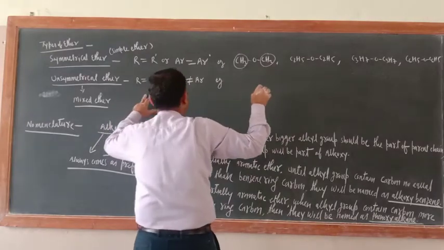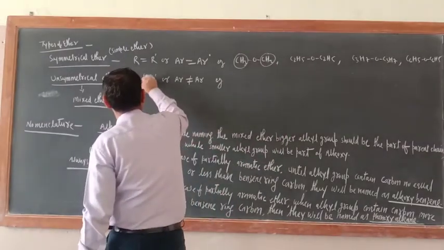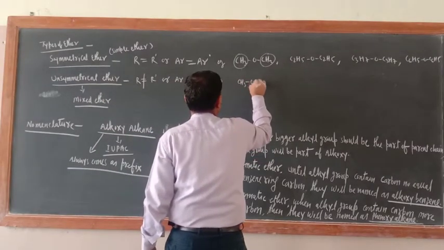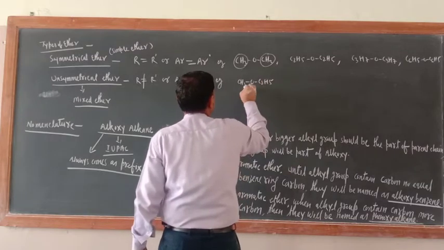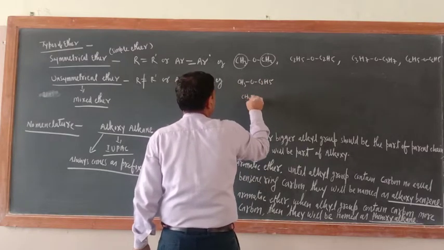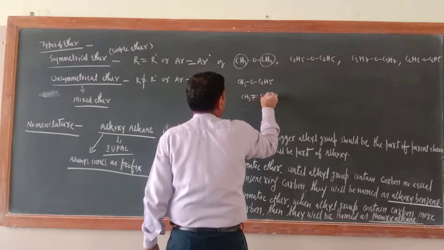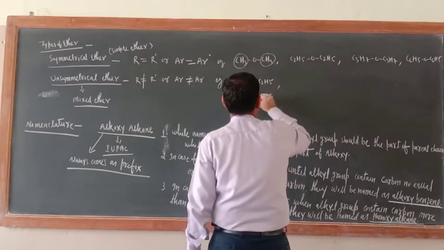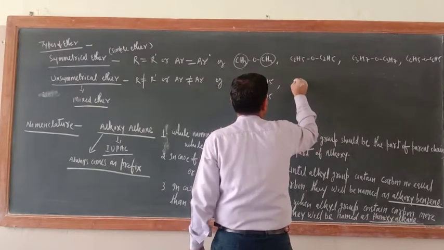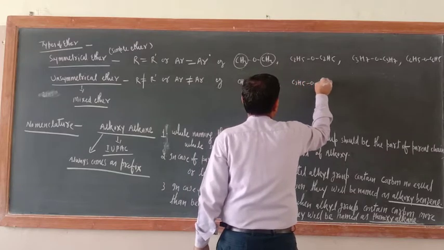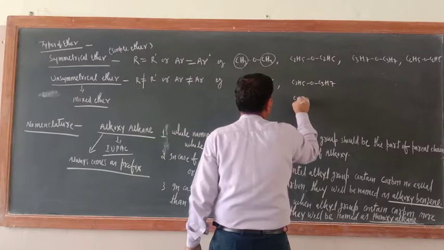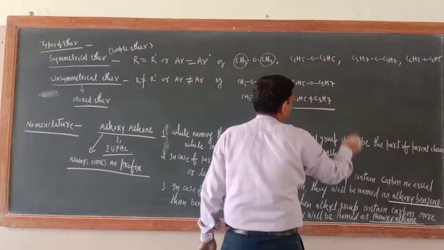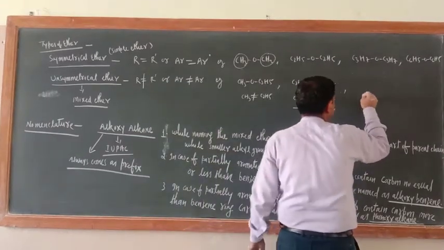What about unsymmetrical ether? Just see, in unsymmetrical ether, R and R dash is not equal. Just see, one side CH3O, other side C2H5 is there. So just see, here CH3 is not equal to C2H5. Correct or not? Similarly, you can write another examples also. Just see, C2H5O C3H7. So here also C2H5 is not equal to C3H7. Okay, now you can see this one also.